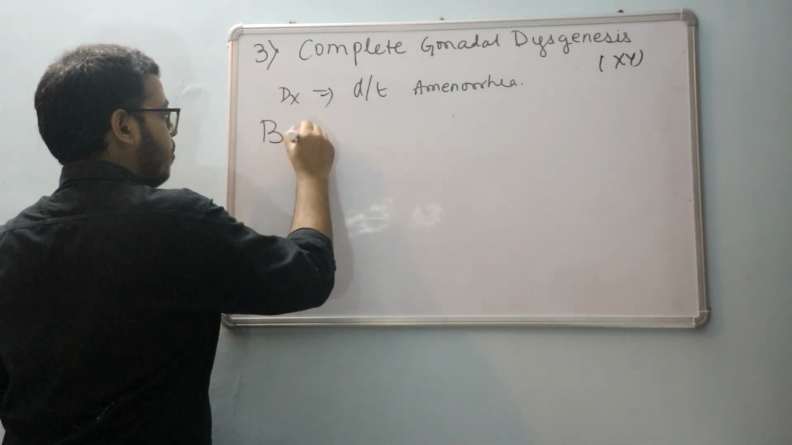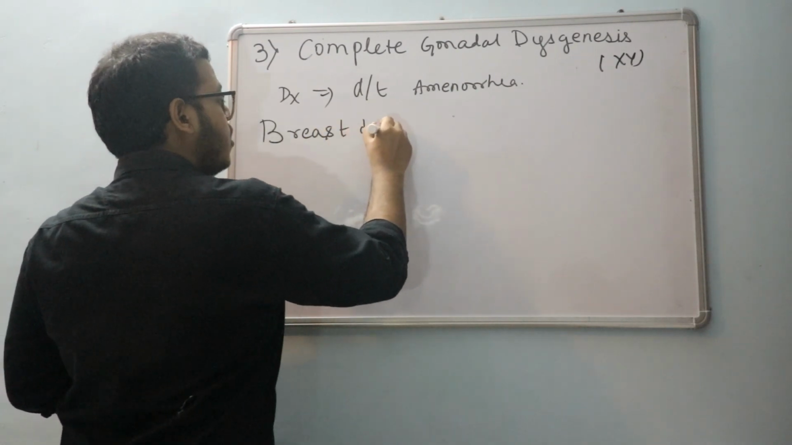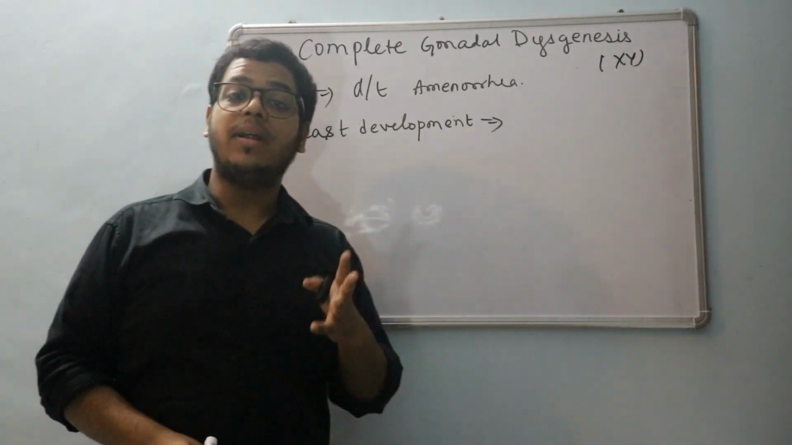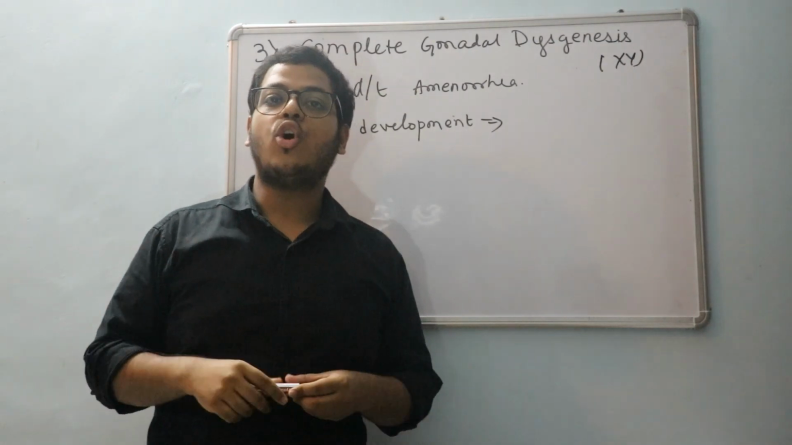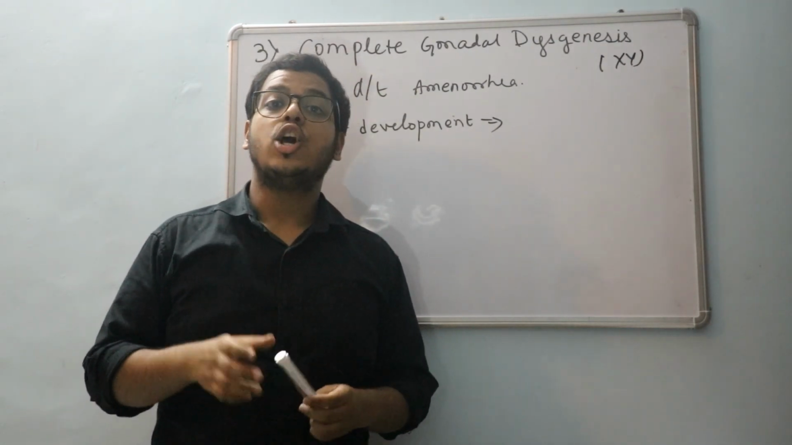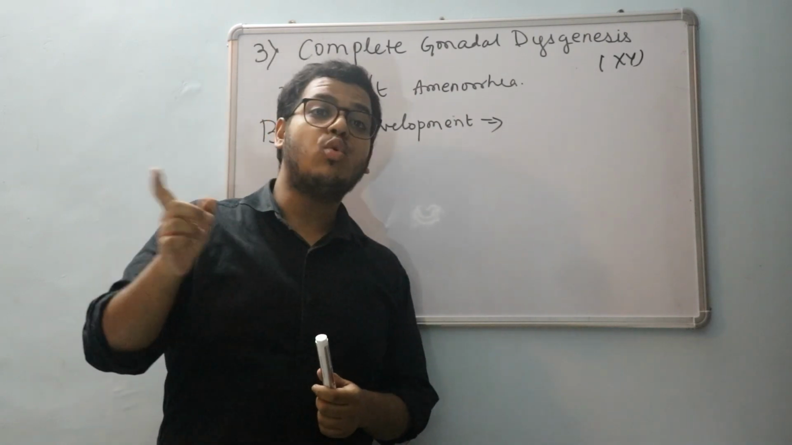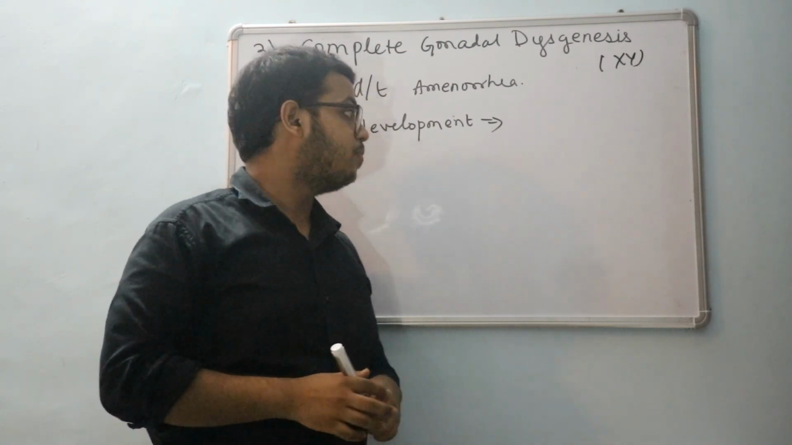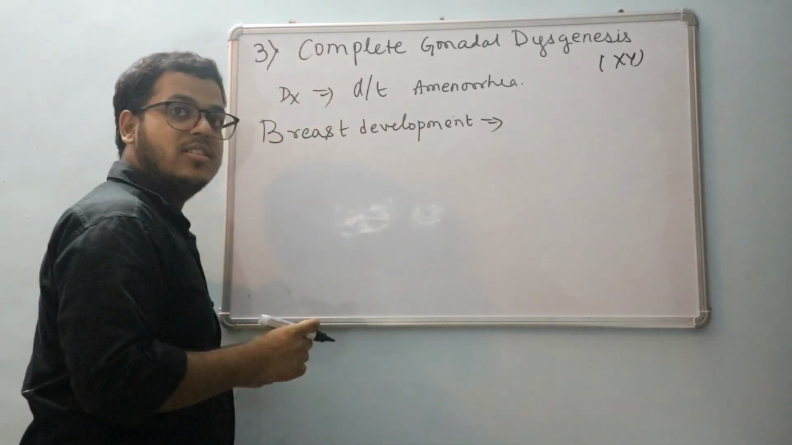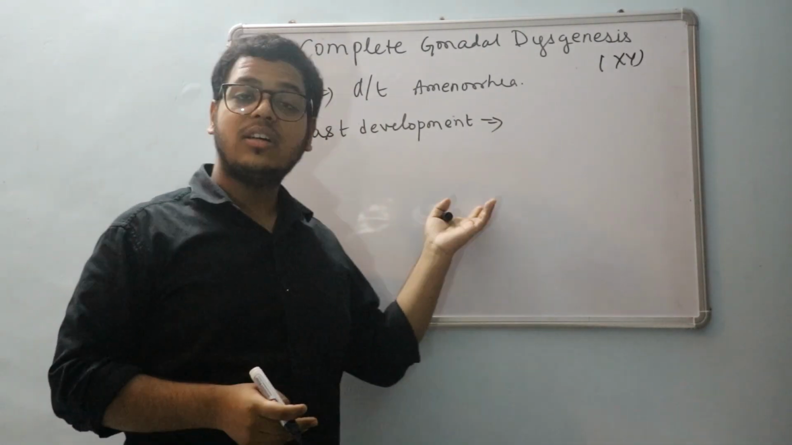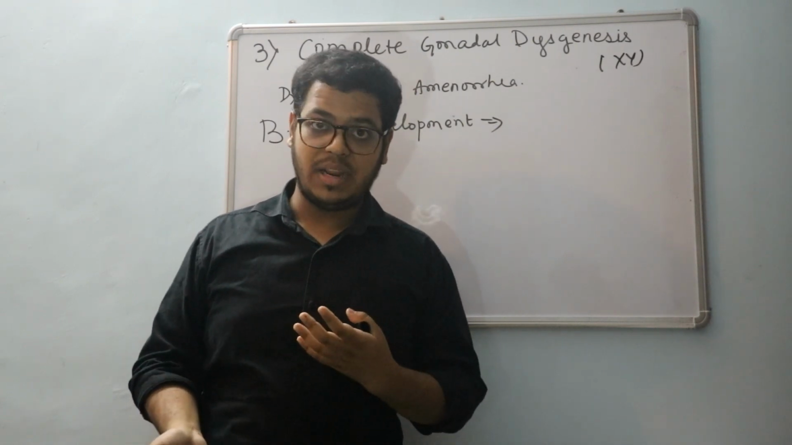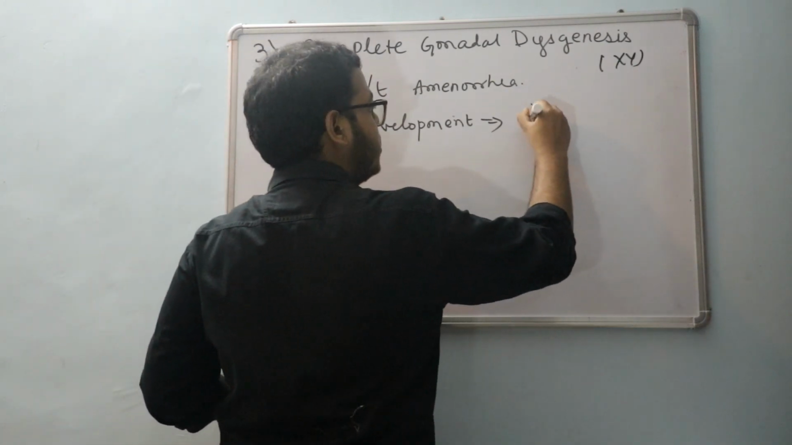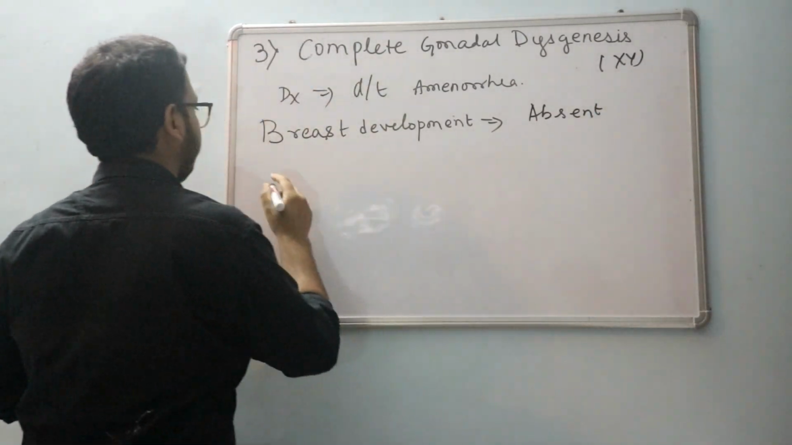Now what about the breast development? What do you think? Whether it will be present or absent? So the breast development here is absent, because there are no androgens present. So they will not be able to get aromatized peripherally. So how will the estrogen form? That is why breast development is absent. So there is no thelarche.